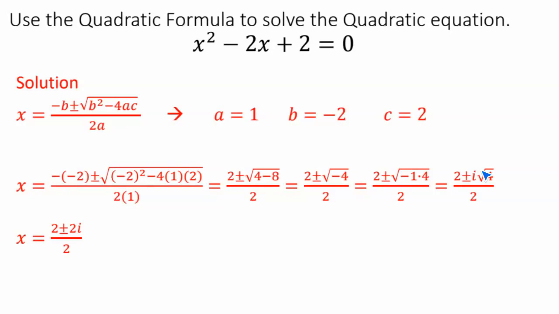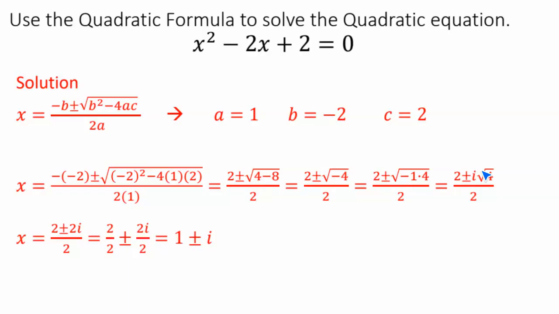Again, I have two solutions, and we need to write these in standard form. So let me go ahead and separate them. In standard form, 2 over 2 plus or minus 2i over 2. So my two answers: 2 divided by 2 is 1, plus or minus 2 divided by 2 is 1, so it's 1 plus or minus i.